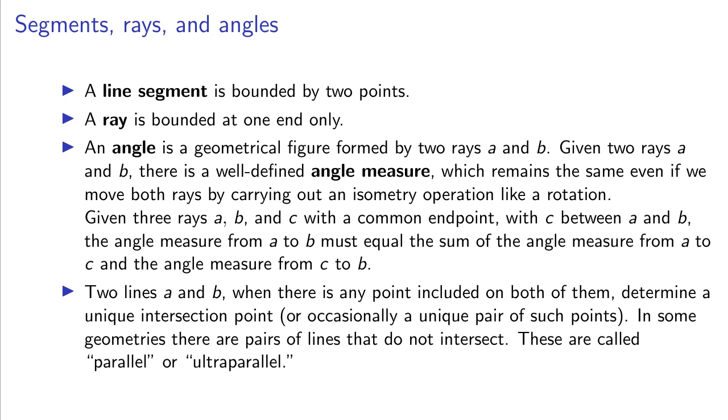Now, if we have two lines, A and B, they may or may not intersect. If they do intersect, they'll determine a unique intersection point, or in one special case, spherical geometry, a unique pair of such points. But in many geometries, there are pairs of lines that don't intersect. Lines that don't intersect in Euclidean geometry, as you know, are called parallel. In hyperbolic geometry, we will find that it's frequently the case that two lines fail to meet, and such lines are called ultraparallel.